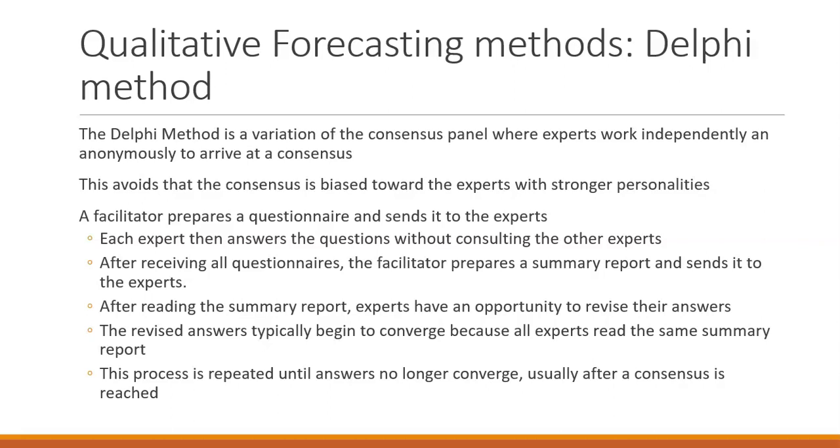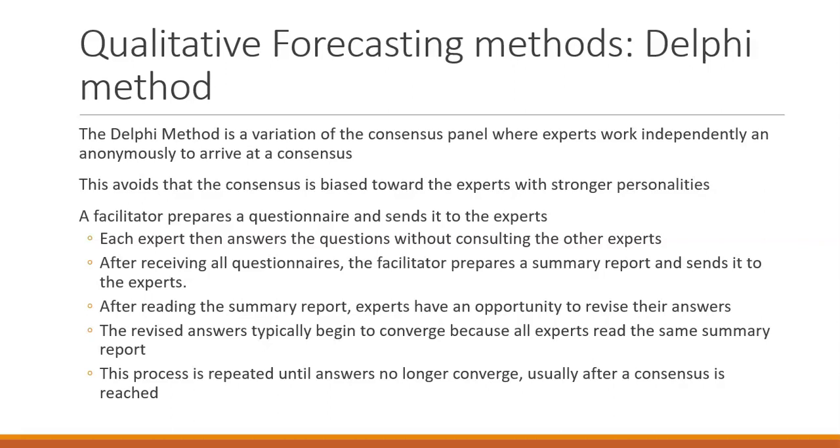The experts don't know where the other estimates have come from, and so all they get is a summary of the estimates. Then they decide if they want to revise their estimate based on this summary report and the estimates of the other experts. And then they mail new estimates to the facilitator, and this process continues until they get to a consensus. Okay, so as we get closer and closer to agreeing.